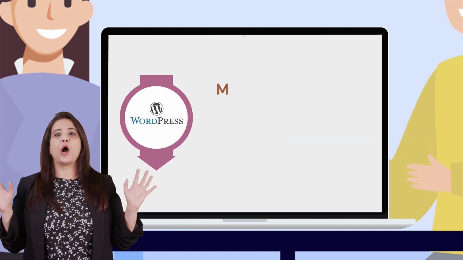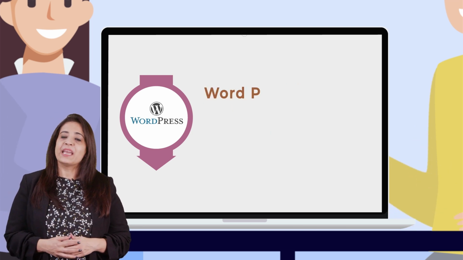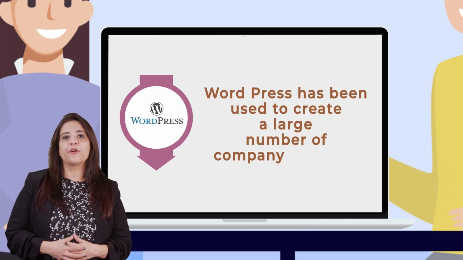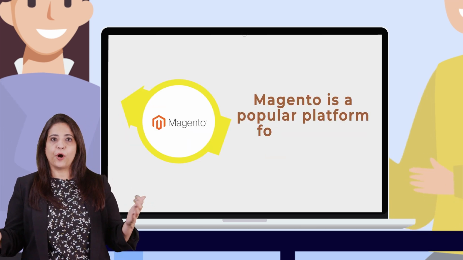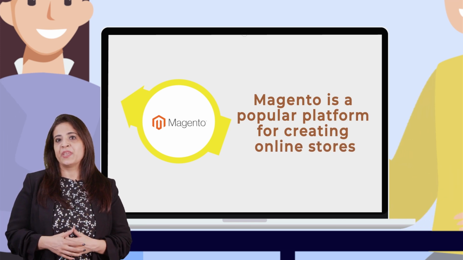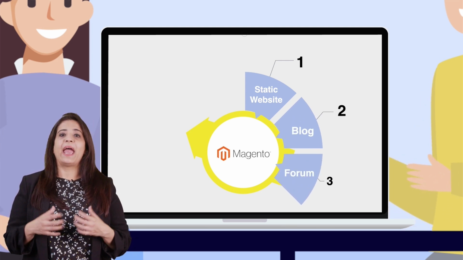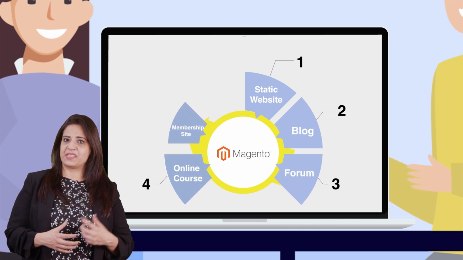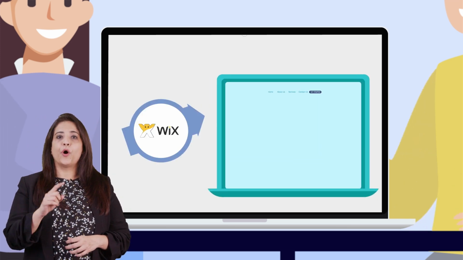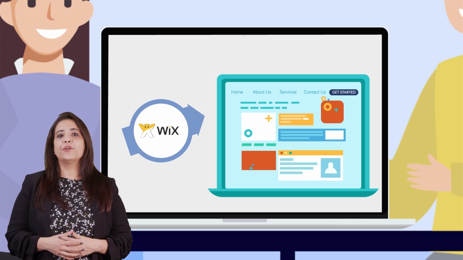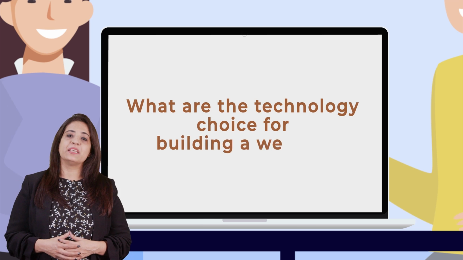WordPress is the most commonly used and popular content management system. WordPress has been used to create a larger number of companies' websites. Magento, on the other hand, is a popular platform for creating online stores. You can also create a static website, a blog, a forum, an online course, a membership site, and a portfolio. Wix is the best option if you don't know how to code and want to design a website on your own.